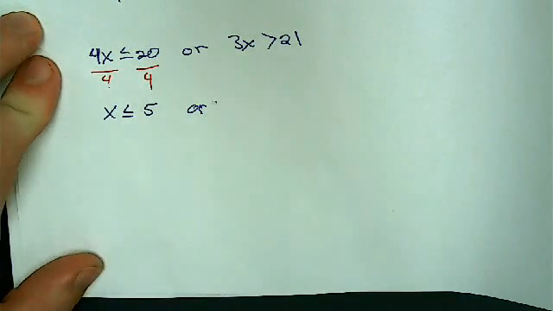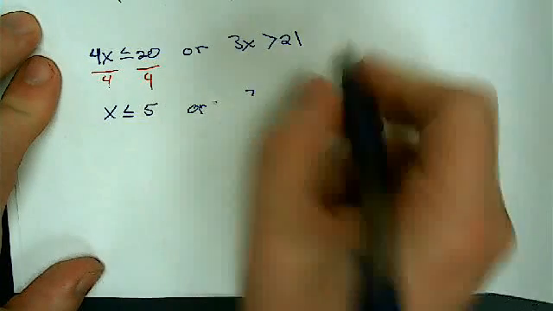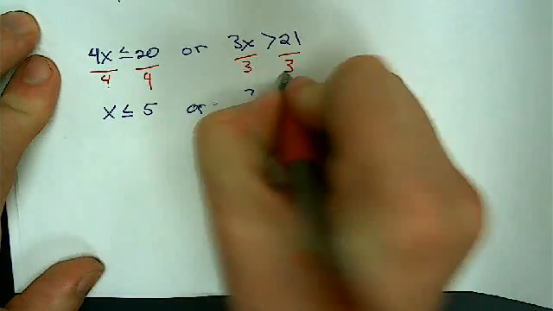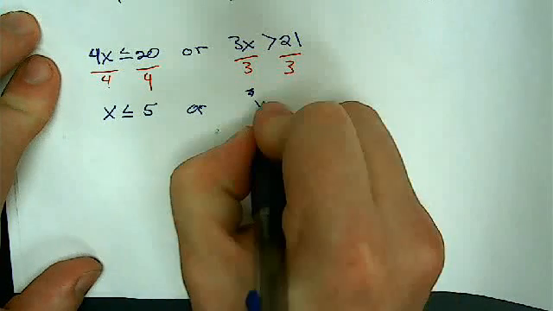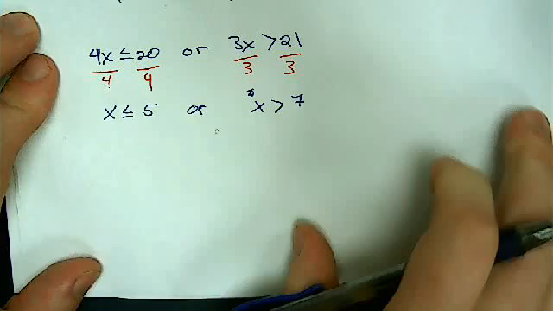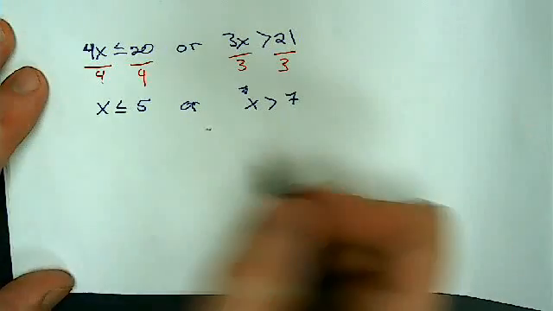Okay, what am I doing on this one? Divide each side by 3. And that leaves me x is strictly greater than 7. Well, now comes the new stuff.